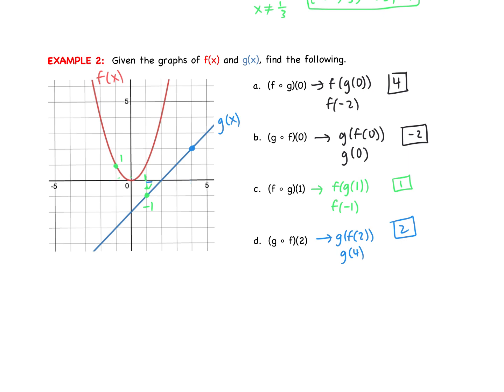Okay, so what Eddie said is went over to 2 and figured out that that gave him a y value of 4 on f. So that means that f of 2 is 4. Then what we got to do is go over to 4 on g. So go over to 4 on g, which gives a y value of 2.